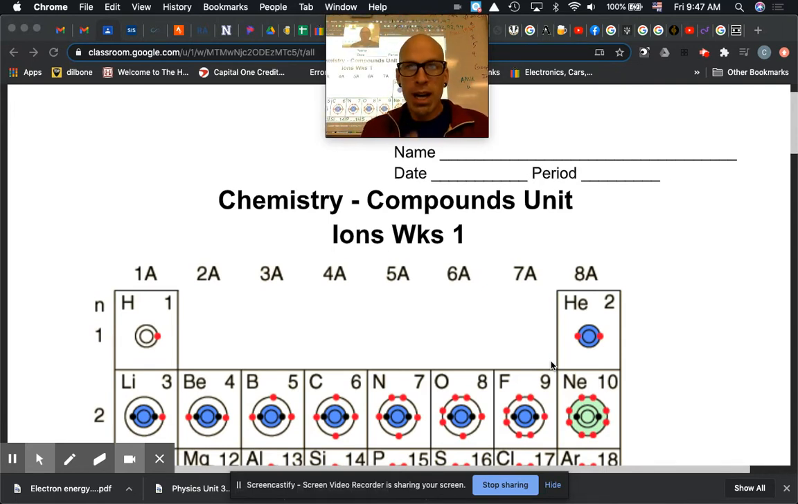Now remember, an ion is a charged atom. We talked about this before. So an atom that has a charge, and they get a charge by doing what? I hope you're thinking about it. What do atoms do to get charged?